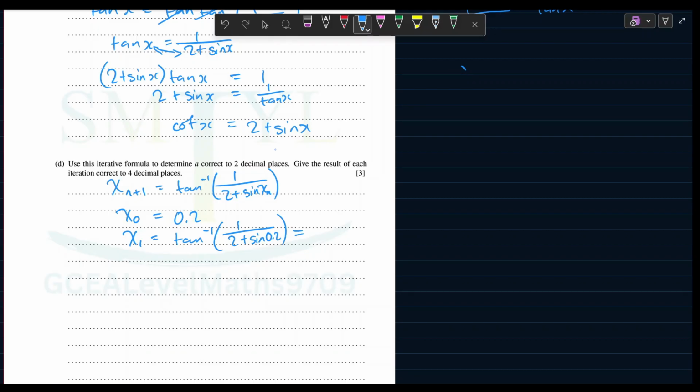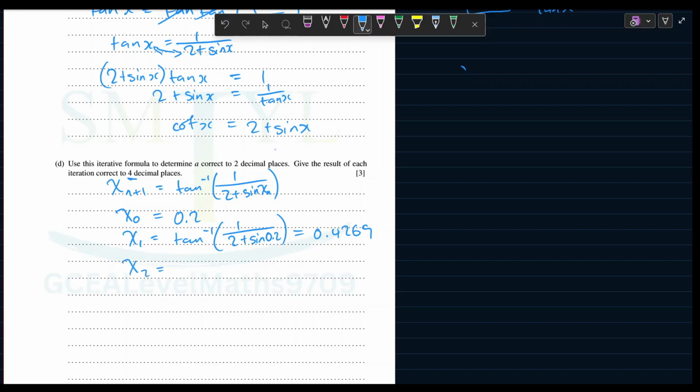Punch this into the calculator. This is arctan of 1 over 2 plus sine 0.2. And this gives us 0.4269. Remember they said give the result of each iteration to 4 decimal places.